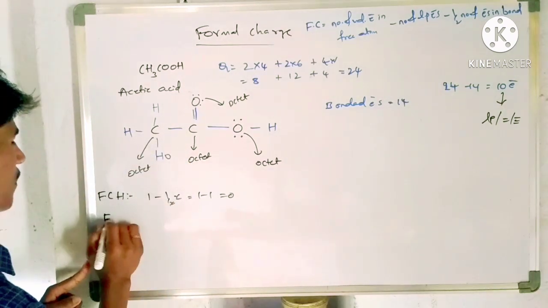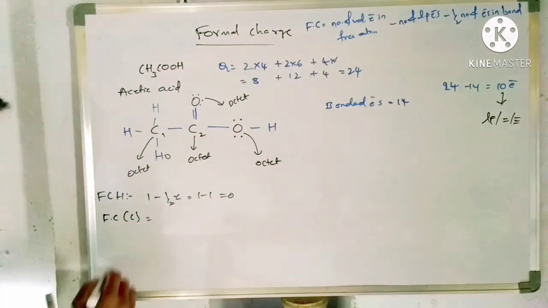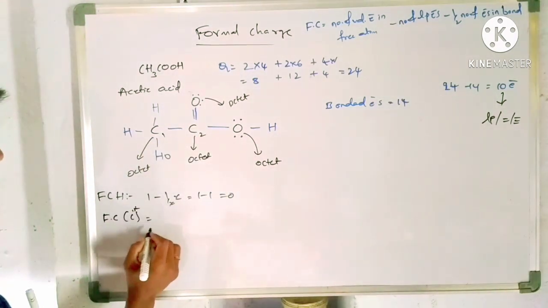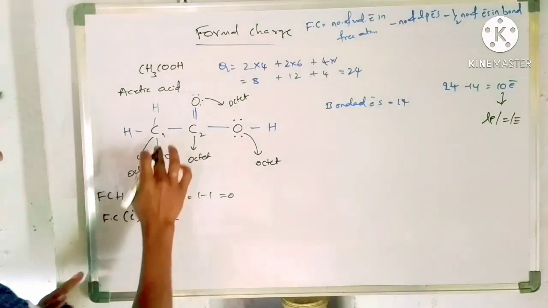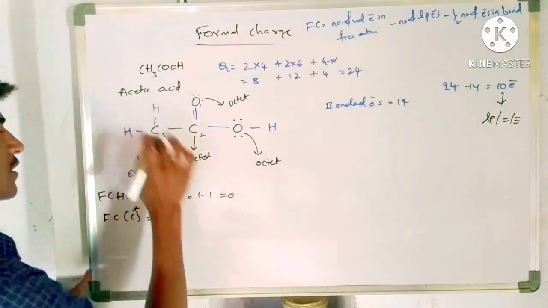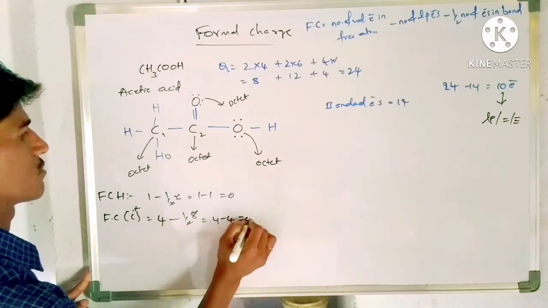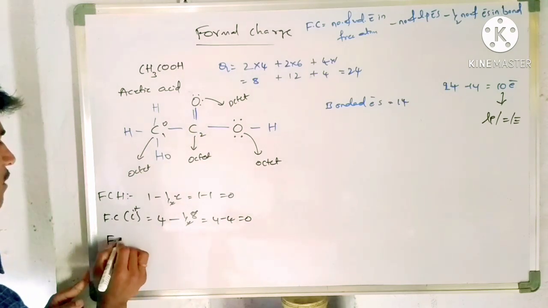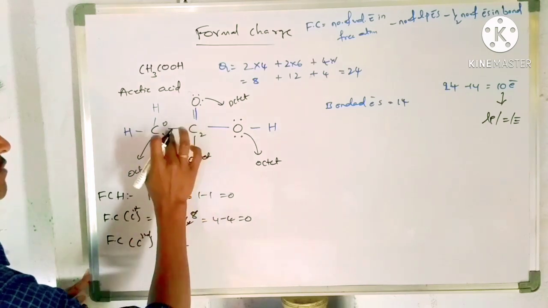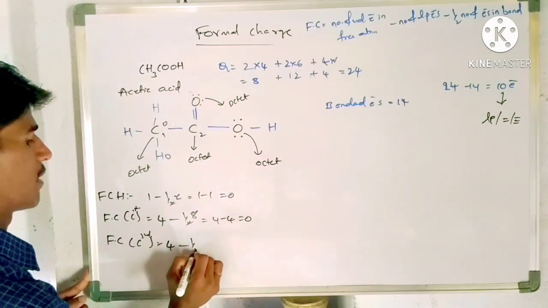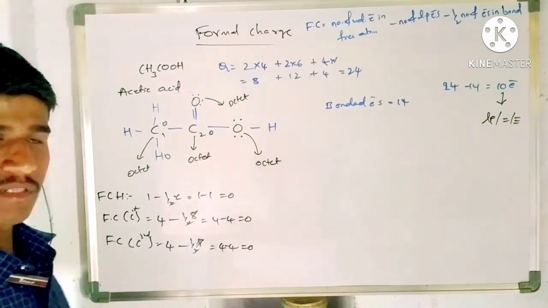For carbon, there are two carbons, first carbon and second carbon. For the first carbon, the formal charge is 4 valence electrons minus 1 by 2 of the bonded electrons, which are 8. That is 4 minus 4, equal to 0. So the formal charge is 0. For the second carbon, it is 4 valence electrons minus 1 by 2 of the 8 bonded electrons, that is 4 minus 4, again equal to 0. The formal charge for this carbon is also 0.